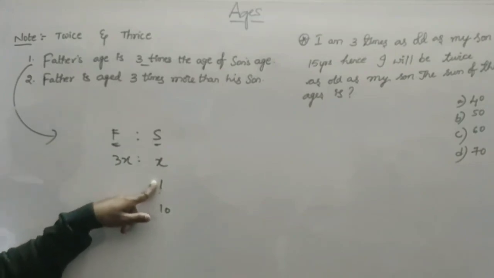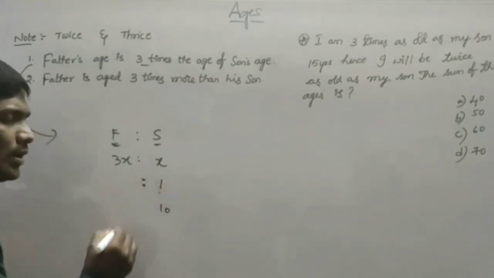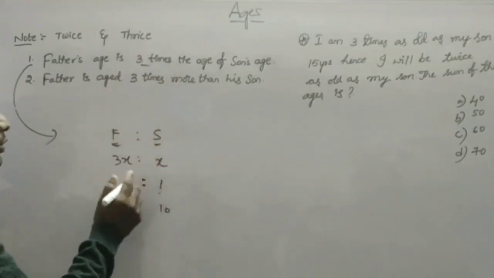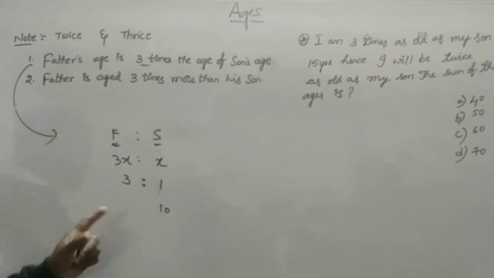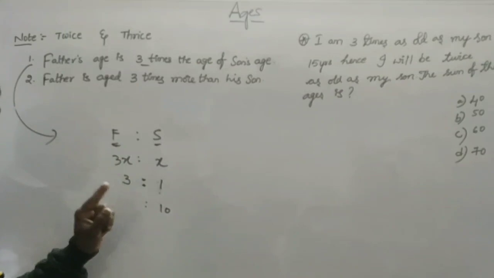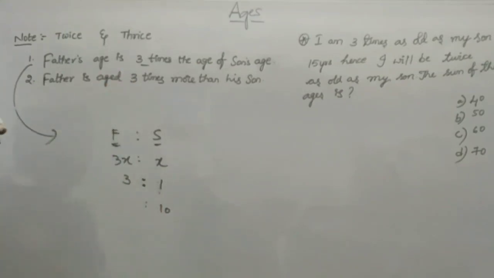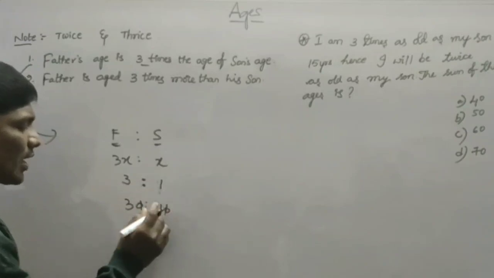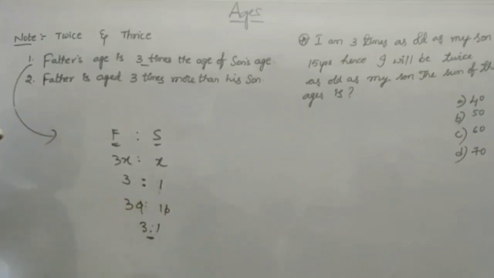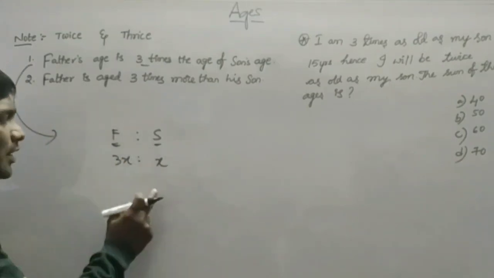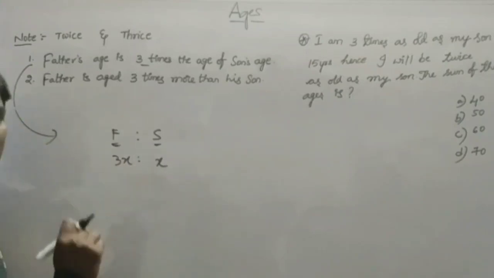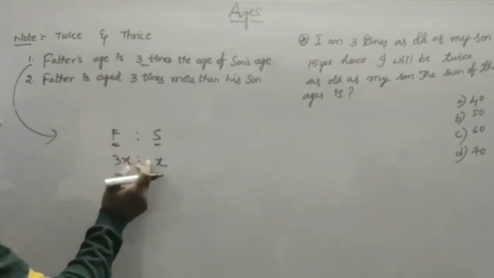For example, if we take 1: son's age is 1, father's age is 3 times, so 1 into 3 is 3. Father's age is 3 parts and son's age is 1 part. If you take 10 as the son's age, father's age is 10 into 3, which is 30, and the 0s cancel, so the final answer is 3:1. Whatever number you take for the son's age, the final answer will be 3:1. So let's take the son's age as x. Father's age is 3 times, so x into 3 is 3x. The meaning of the first point here is 3x is to x.